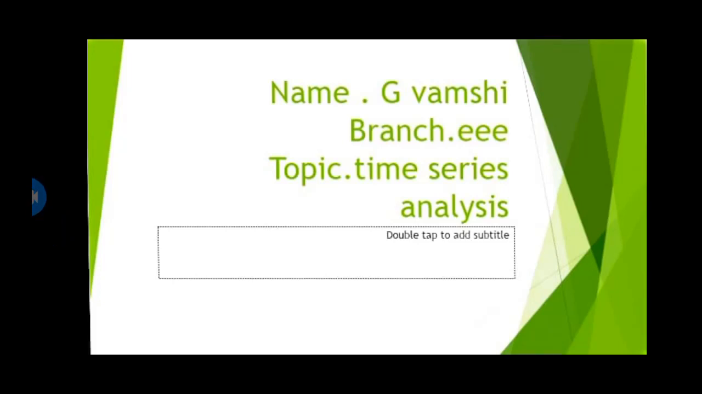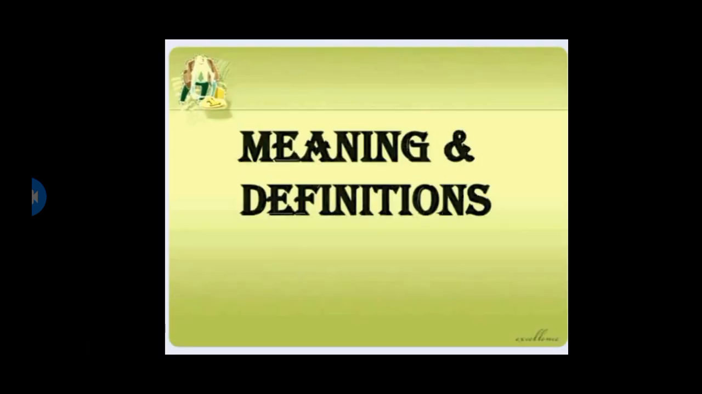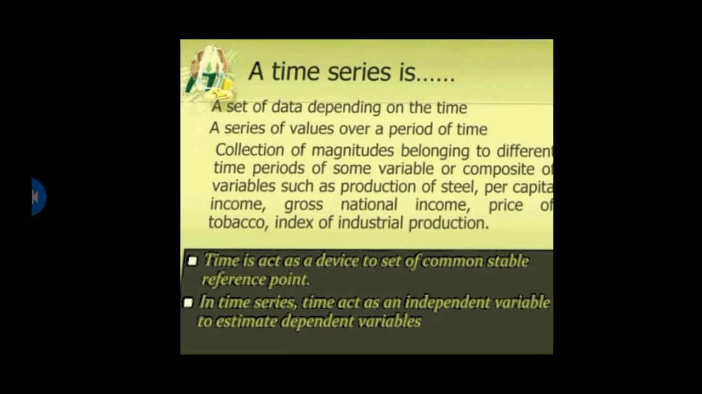Today my topic is time series analysis. Meaning and definition. A time series is a set of data depending on time, a series of values over a period of time, a collection of magnitudes belonging to different time periods of some variable or composite of variables, such as production of steel, per capita income, gross national income, price of tobacco, and index of industrial production.